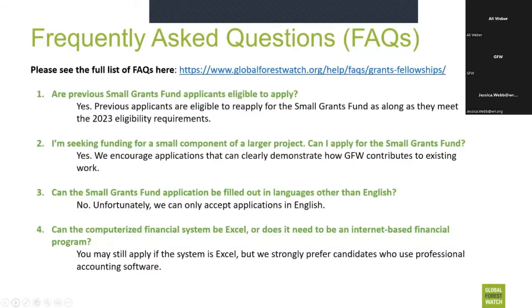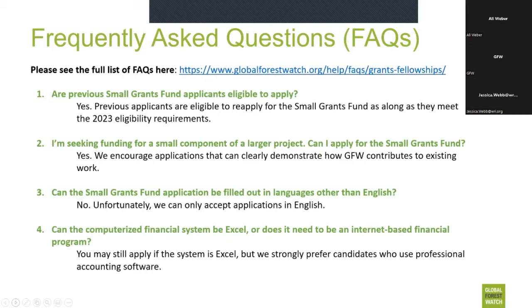There are some questions that we frequently get asked about the Small Grants Fund eligibility and application process, so we wanted to address a few of them here. We also strongly encourage you to check out the full list of frequently asked questions, which is linked here on this slide. One question we wanted to address is if previous Small Grants Fund applicants are eligible to apply. And the answer is yes, as long as they meet the 2023 eligibility requirements outlined in the guidelines for applicants. So please be sure to review those if you are interested in applying.